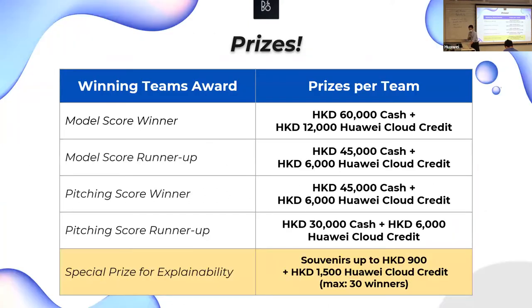So what is your prize? You can have two ways to get your prize, actually three ways. The first one, of course, is your model score. If your model is good enough, we have the winner prize and also the runner-up prize. These are the most important things. You can find all this information also on our main website.